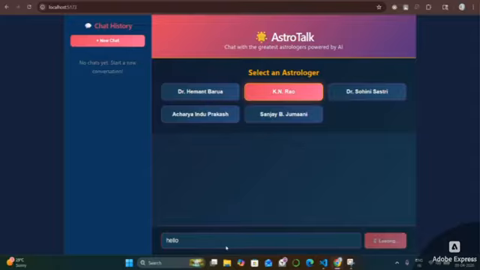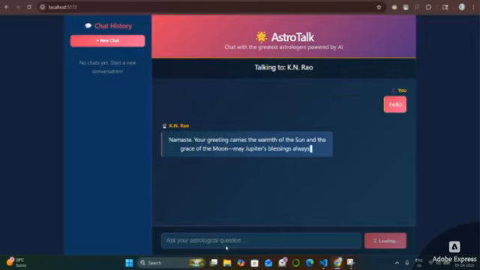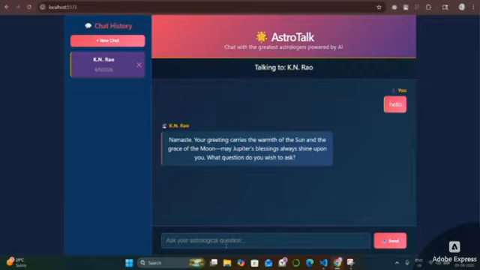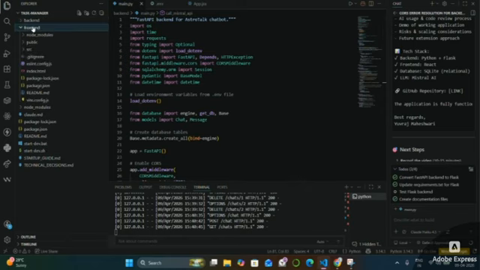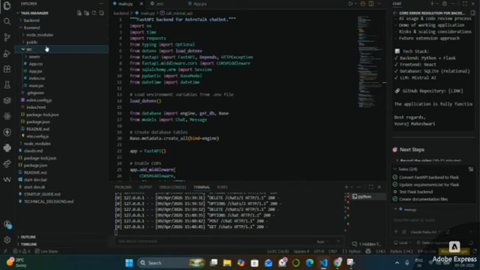Let's start with a bit of greeting with KN Rao. So I have sent a bit of greeting. Now what my project does is, when I have sent the greeting to Mr. KN Rao, it stores that particular greeting. I gave that greeting in the front end of my application. In this, the front end gets my greeting. Now the front end sends two variables to the back end.